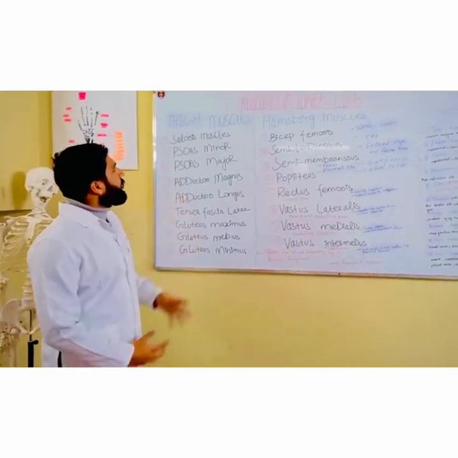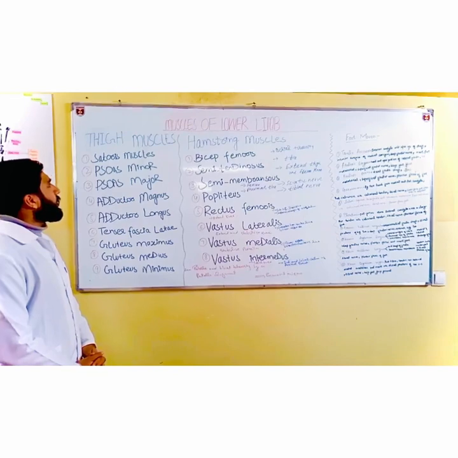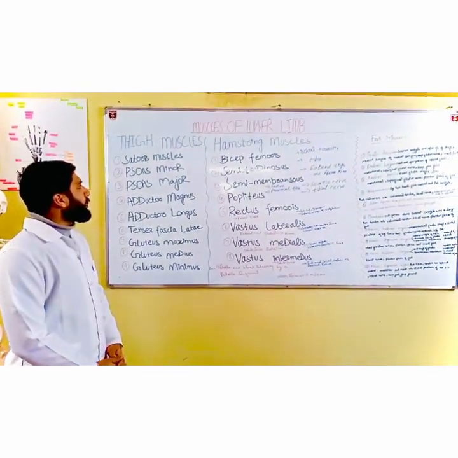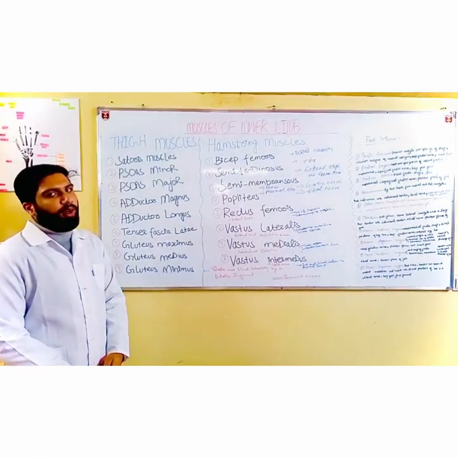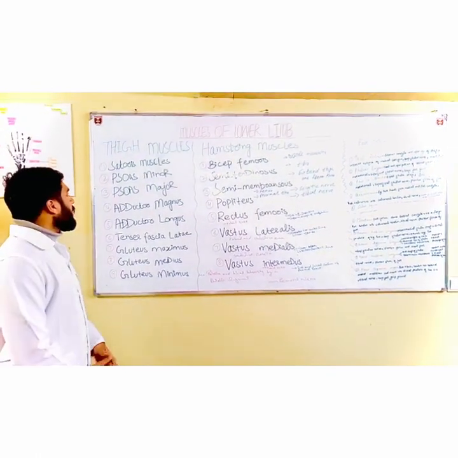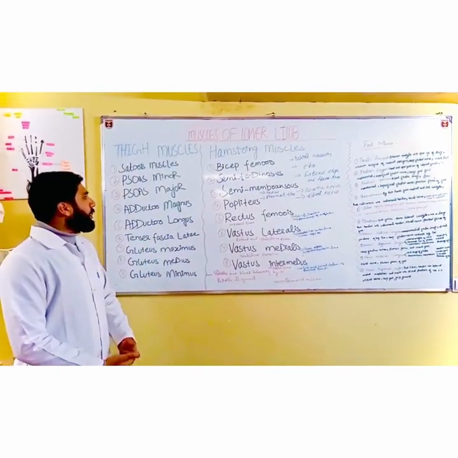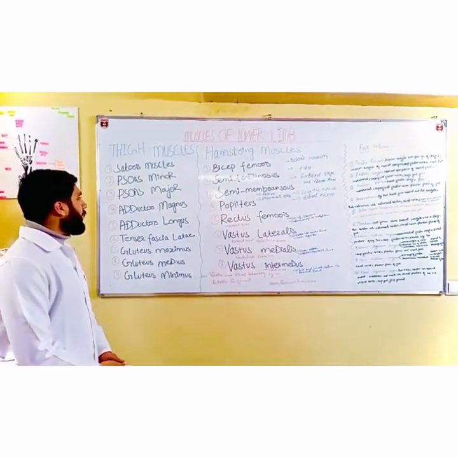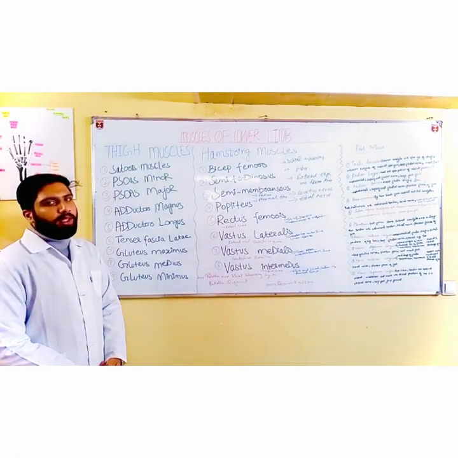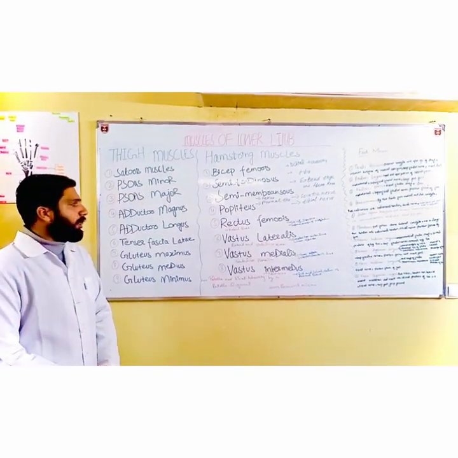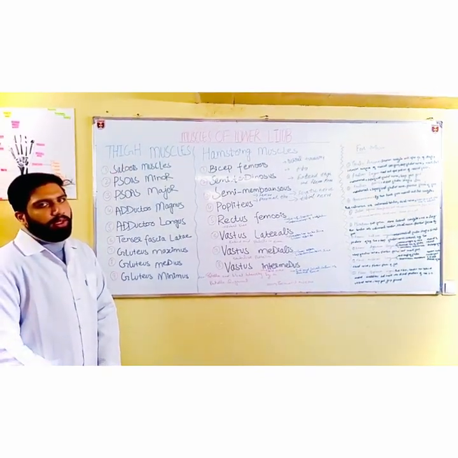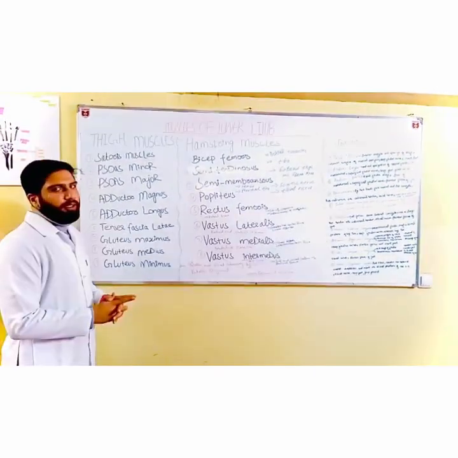I will explain to you about insertion points. Sartorius muscle is inserted at the femur. Then we have psoas minor, which is inserted at the lesser trochanter of the femur. Psoas major is also inserted at the lesser trochanter of the femur. Then we have adductor magnus, which is inserted at the linea aspera. Then we have adductor longus, which is also inserted at the linea aspera.